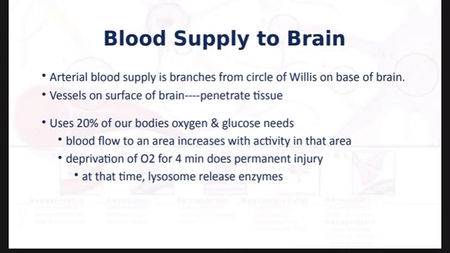Let's talk about blood supply to the brain. Usually we have arteries that branch in what we call the circle of Willis on the base of the brain. It gives supply to the huge brain. The vessels on the surface usually penetrate the tissue of the brain.